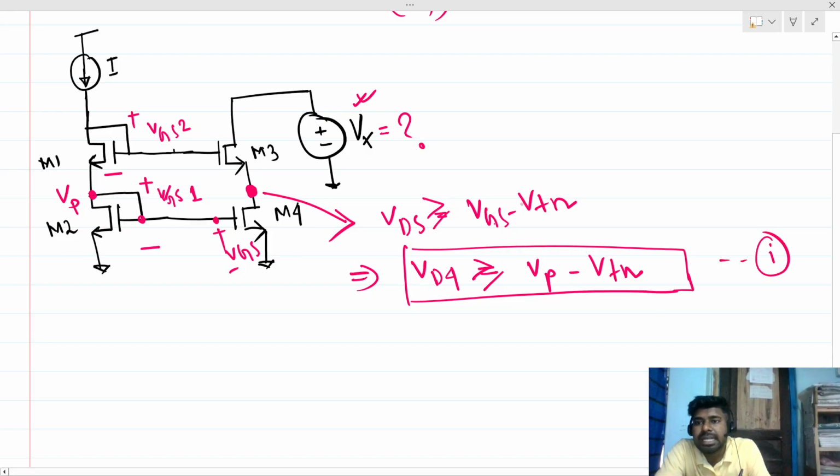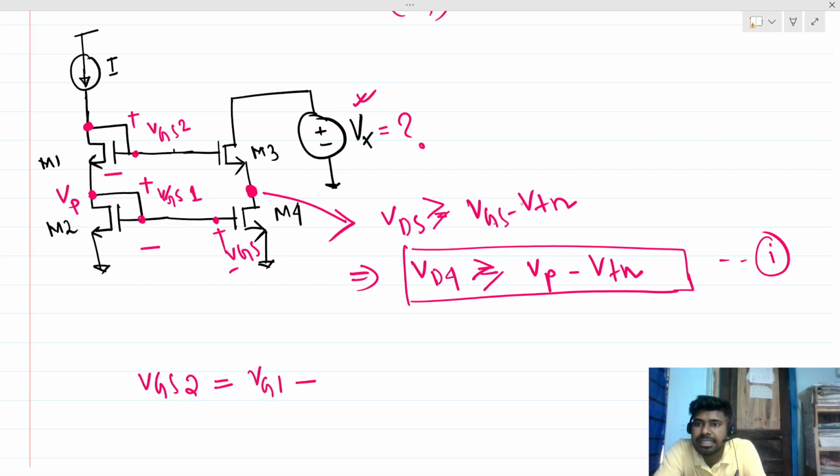Now what is the potential at this node? VGS2 will be nothing but the gate voltage, let's say VG1, minus this node potential, which is VP. And VP is nothing but VGS on itself. So let's say this is equation 2.